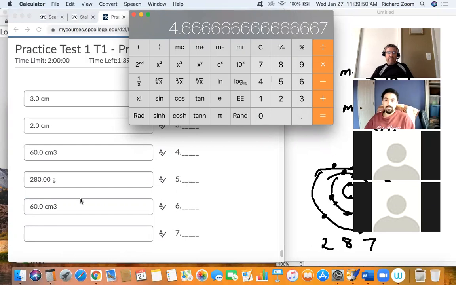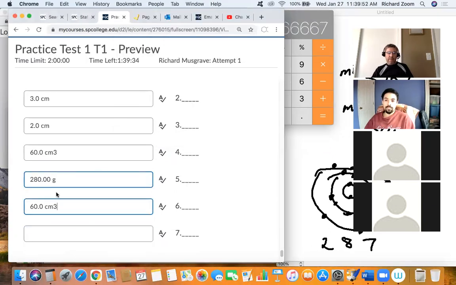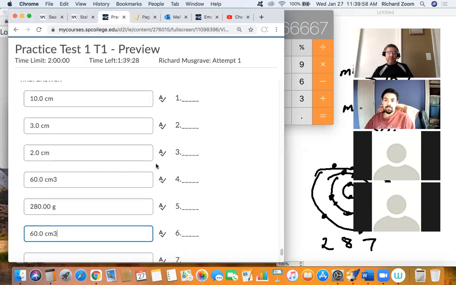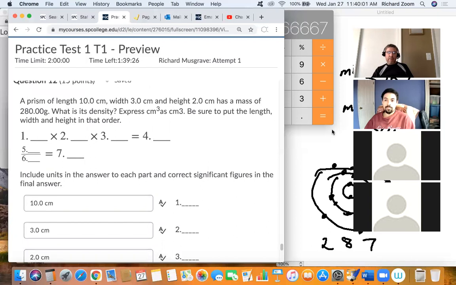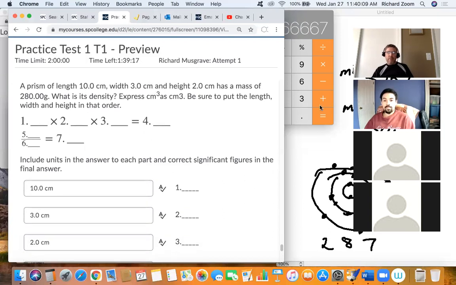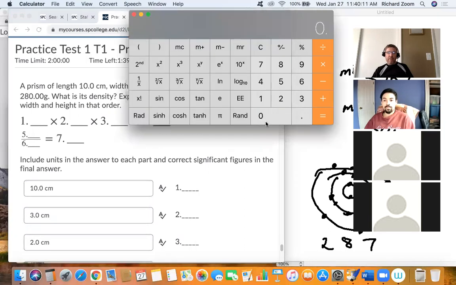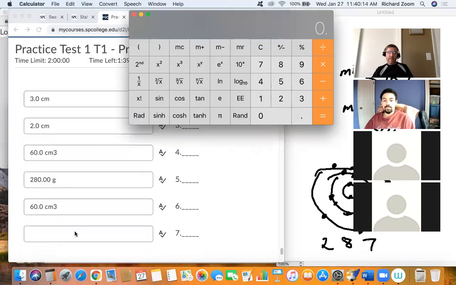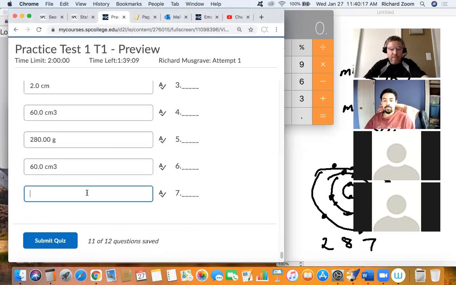I get 4.67, and that would be 5 significant figures divided by 3 significant figures. But unfortunately, we've got to go back and look at the problem here and come up with what has the smallest number of sig figs, and it's 2. So it's not going to be 4.67, it's going to be 4.7. That'll be the correct answer there, grams per cubic centimeter. It's a bit tricky, isn't it? Does anybody have any questions?